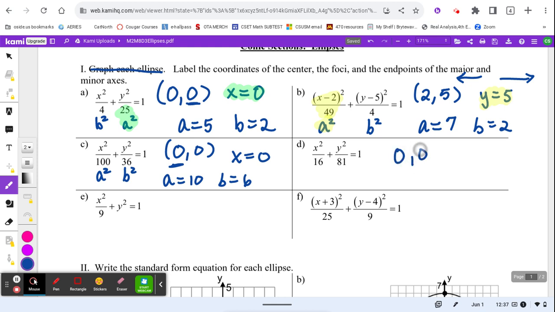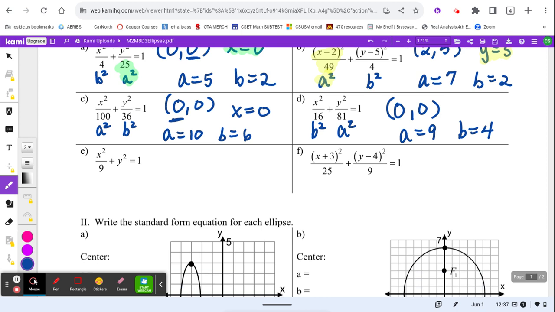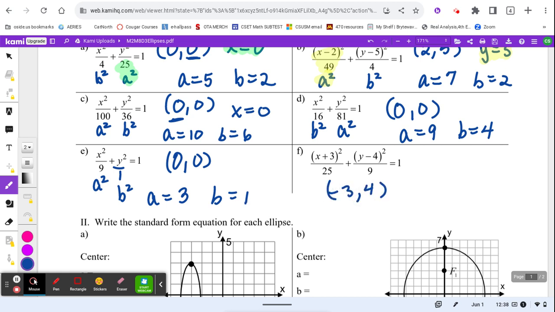Over here, we're centered at the origin. This time our a squared, so our a is 9. Our b squared, so our b is 4. Over here, we've got a center at the origin again. Our a squared is 9, so our a is 3. Our b squared is 1, so our b is 1. Over here, our center will be through the point -3, +4. Our a squared is 25, so our a equals 5. Our b squared is 9, so our b equals 3.